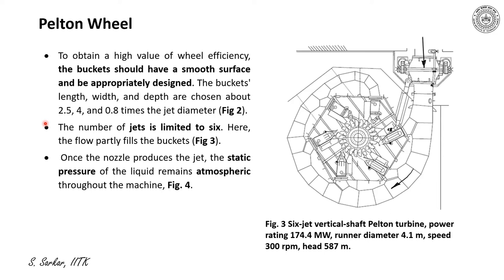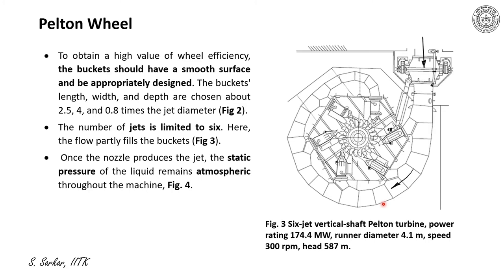I have indicated here a picture illustrating the 6 jet vertical shaft Pelton turbine producing a power of 174.4 megawatt, where the runner diameter is 4.1 meter and it rotates with a speed of about 300 rpm, having a head of 587 meter. Please note the numbers.